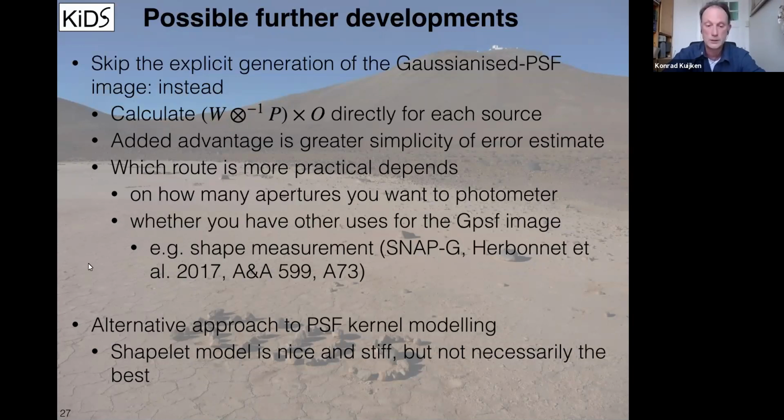And the second thing is how you do the point spread function Gaussianization in the first place. You can have an alternative approach, which doesn't involve shapelets, goes directly in pixel space. There are many different ways to do this.